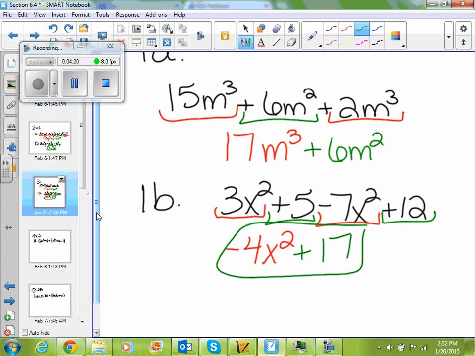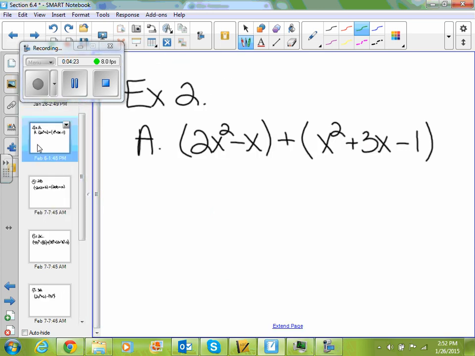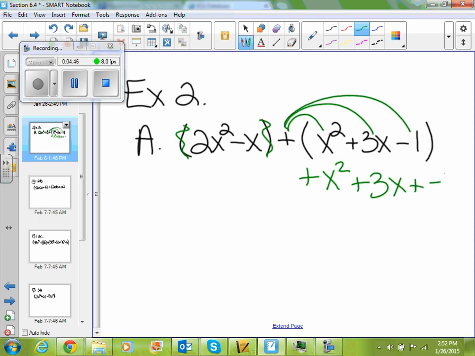Okay, so let's keep practicing these, because it's all about combining your like terms. So if I'm given 2x squared minus x squared plus 3x minus 1, you can ignore the parentheses in the front. We can't ignore the parentheses in the back until we distribute this plus. So plus x squared plus 3x and plus negative 1. You still have to have that minus. So I have a 2x squared minus x, that stays out front. Nothing changes there, and then I distributed my plus.